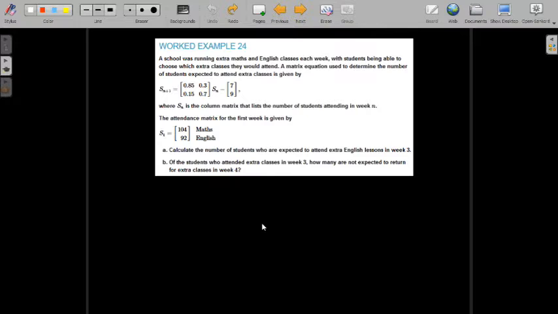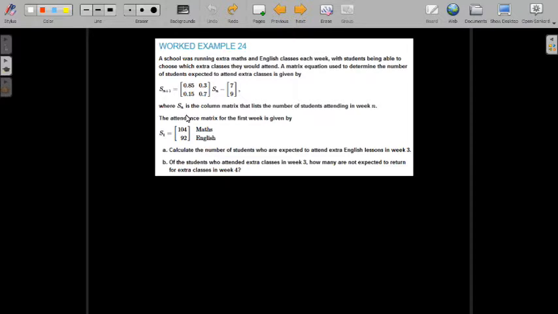Okay, again, we've got another long question. Example 24. A school is running extra math and English classes each week, students being able to choose which extra classes they want to attend. And they've modeled it with the matrix equation, which determines the number of students expected to attend extra classes, given by: so here's our matrix recurrence relation.